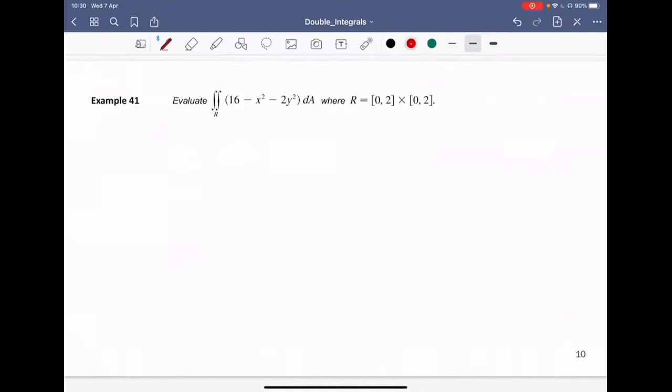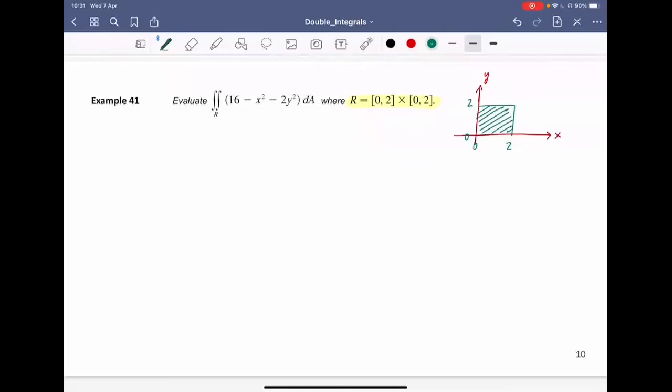All right, so example 41 here. Let's try to compute the double integral of 16 minus x squared minus 2y squared dA over R, where R is the rectangle 0 to 2, 0 to 2. When you see this notation, it means you integrate x from 0 to 2 and y from 0 to 2. So actually your area that you want to integrate over is just a rectangle.